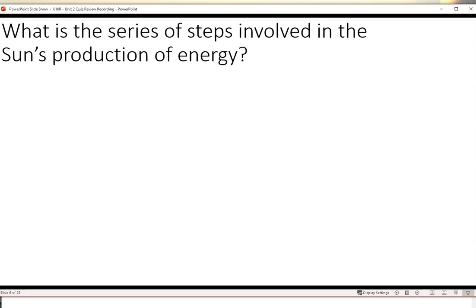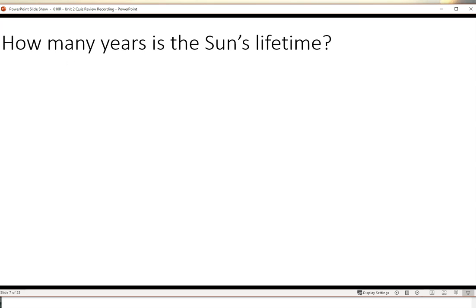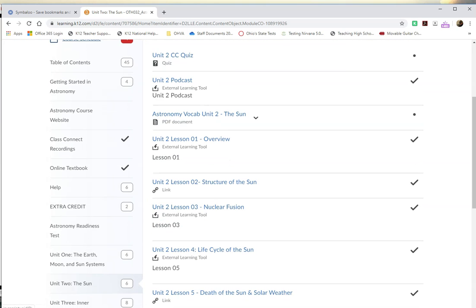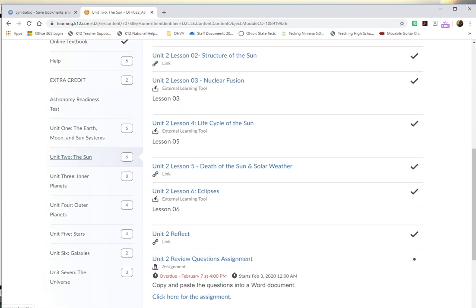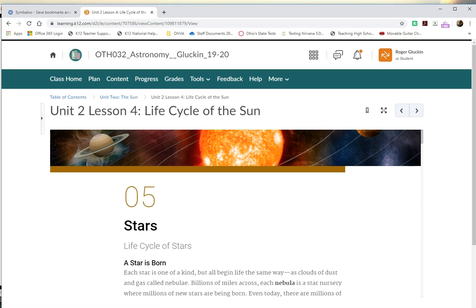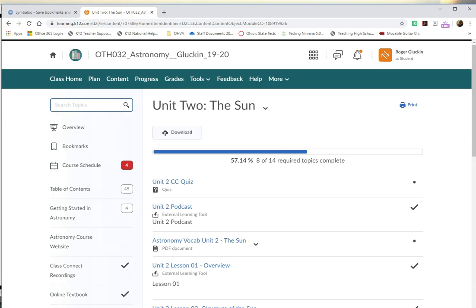And if you want, you can be taking notes during this, pause the recording and start it up again, so you have kind of a study guide for the test that's a closed book, closed notes test, by the way. How many years is the sun's lifetime? So, let's go back. And you'll probably want to look in life cycle of the sun here, Lesson 4, or in Lesson 5, death of the sun is where you're going to find the answer to that question.